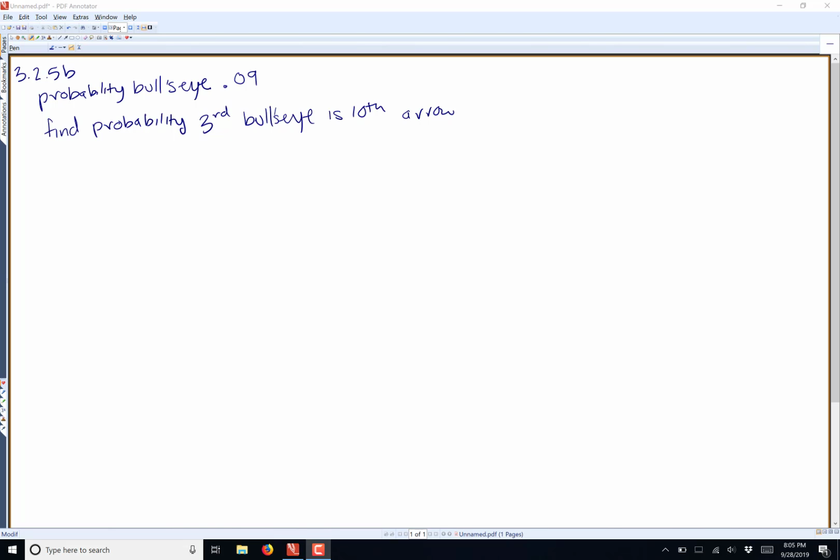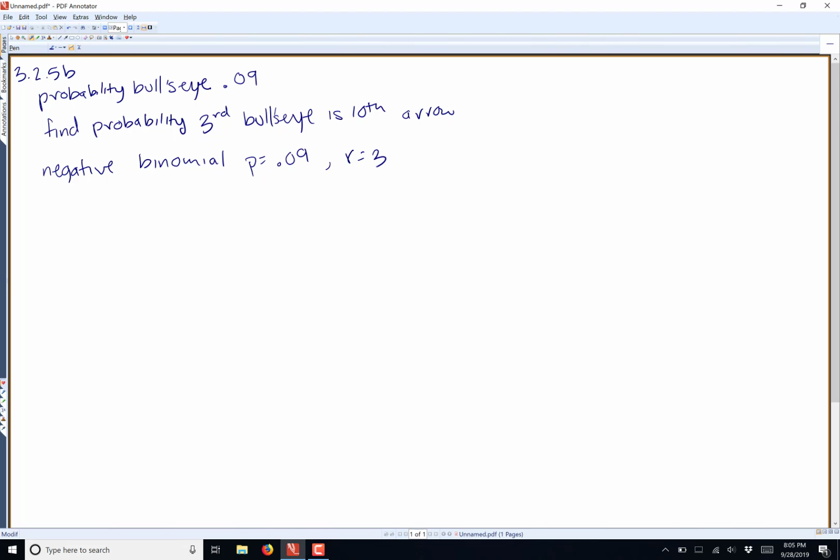So when you're looking for the probability of how many times you have to do it before you can get your third success, or as we say, rth success, this would be a negative binomial. So it's going to be negative binomial. We know our probability of success is 0.09. Now we want to find 3 bullseye, or we need our third success. So r is equal to 3.